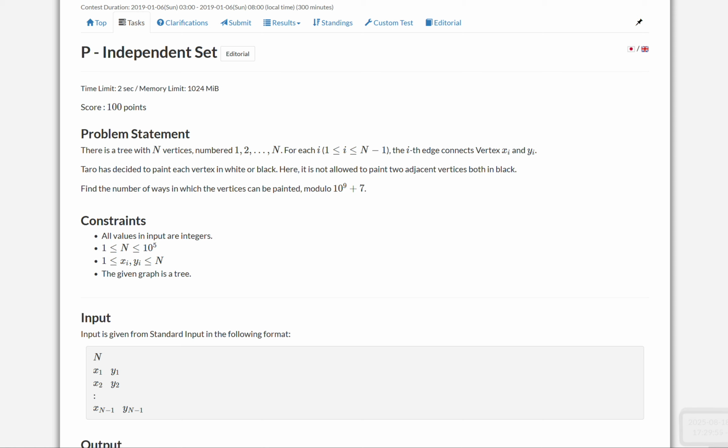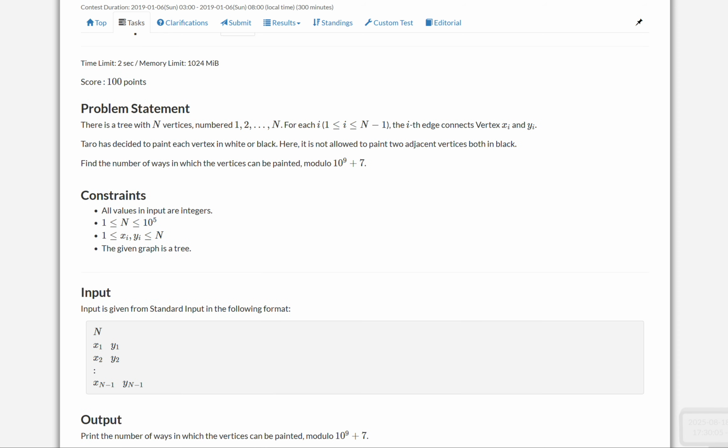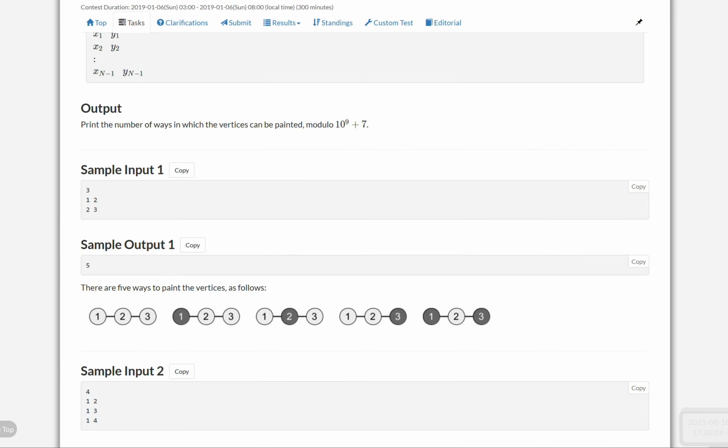We have a tree with n vertices, and this is just the way to represent the tree, the connections of the tree. You can either paint a vertex black or white, and two adjacent vertices cannot be painted black. That's your only constraint.